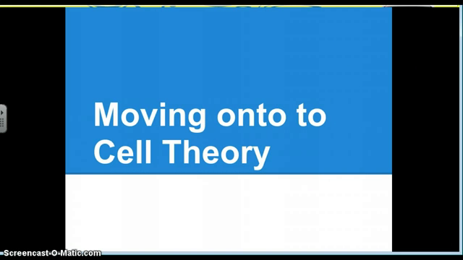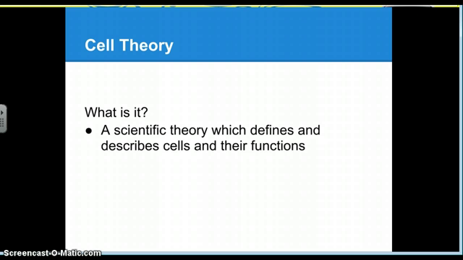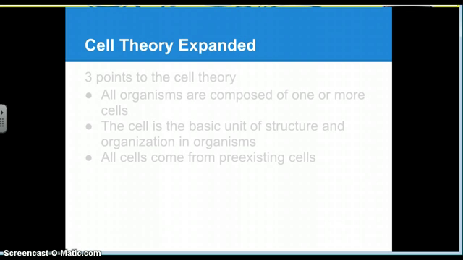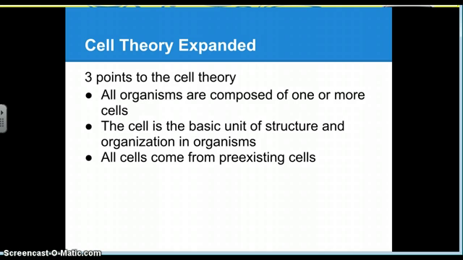Yay! Now we're moving on to the cell theory. And so you guys are probably asking, what is the cell theory? Well, it's a scientific theory which defines and describes cells and their functions. Now, what are the properties of the cell theory? Well, all organisms are composed of one or more cells. The cell is a basic unit of structure and organization in organisms, and all cells come from pre-existing cells, so they just don't spontaneously come in through thin air.